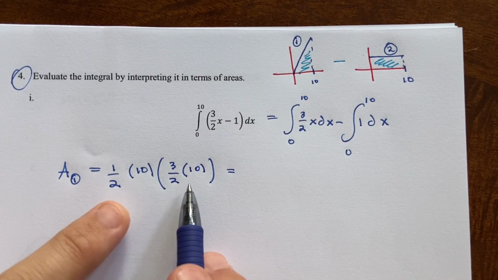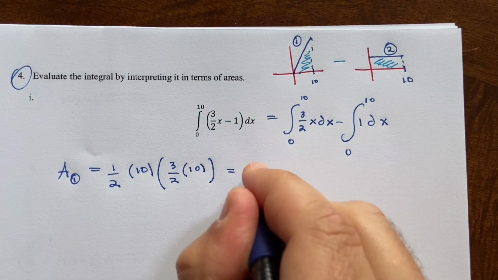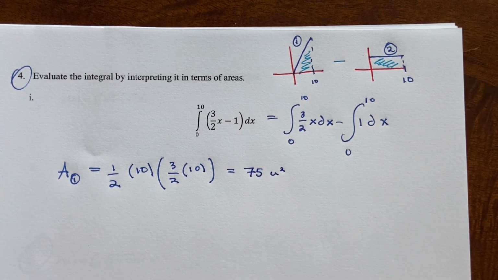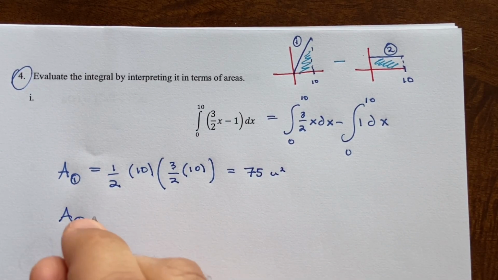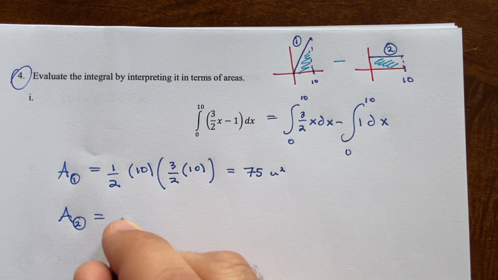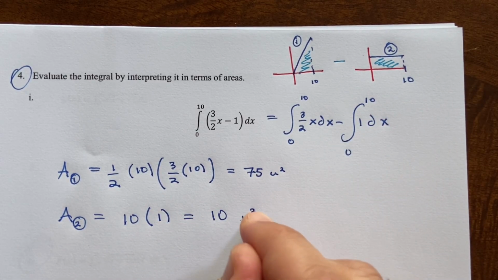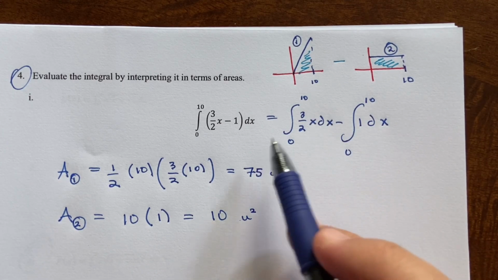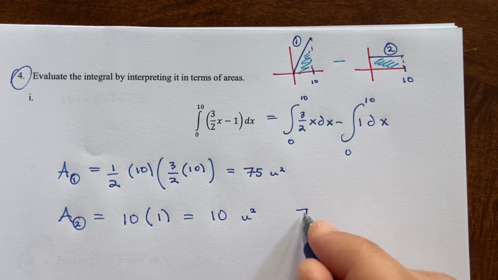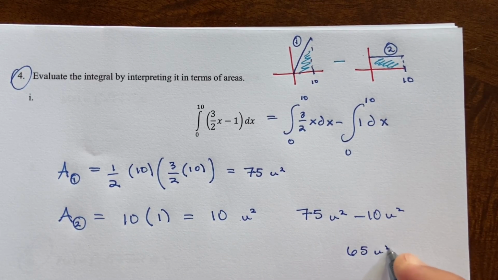So what would that be? Go ahead and type this in. Times 5 times 10. So 75, it looks like, if I did that right. So this would be 75 square units. And then for the second area, the one up here, this rectangle, it's a length 10 rectangle, and then it'd be a height 1. So we'd have 10 square units there. And then taking this one minus this one, we'd have 75 square units minus 10 square units, so 65 square units.